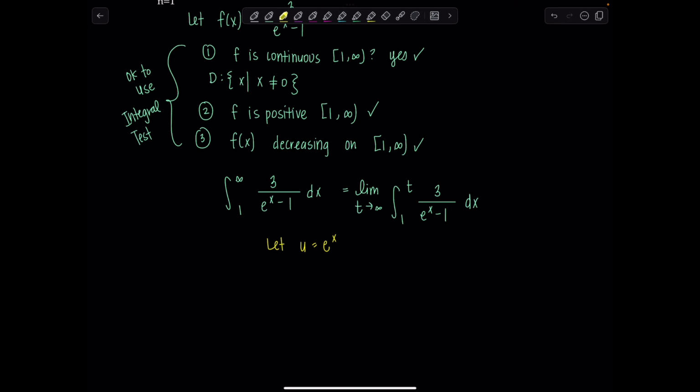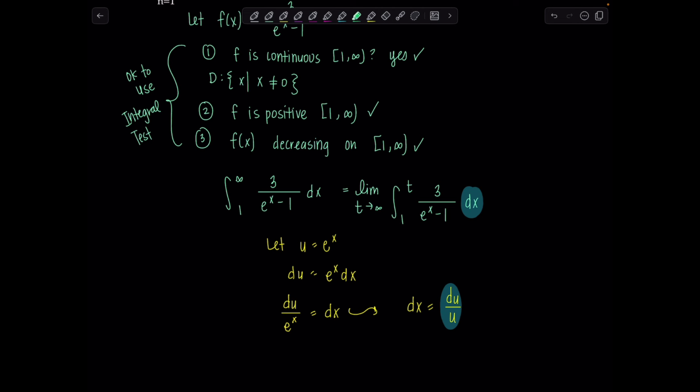equal e to the x. And then du would be e to the x dx. But you might be saying, Professor V, all I see is dx. I don't see e to the x dx. You're right. So let me just get this dx all by itself. So du over e to the x is dx. And no, I can't sub this out with du over e to the x. But remember, e to the x is just u. Oh, okay. So then that means dx is equal to du over u. Perfect. So I'll replace dx with this.